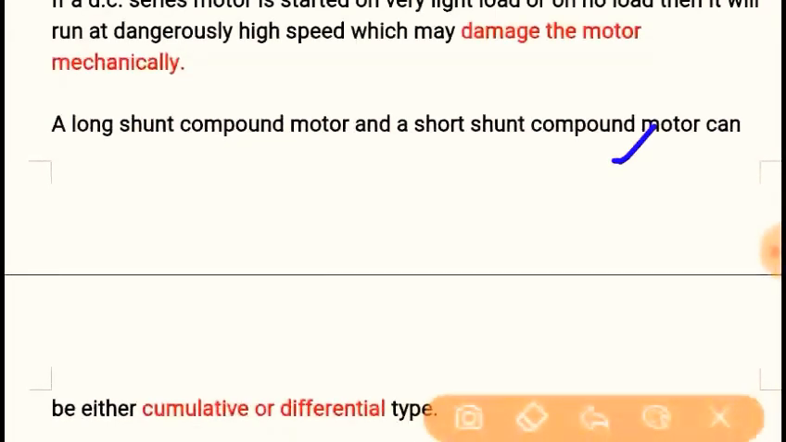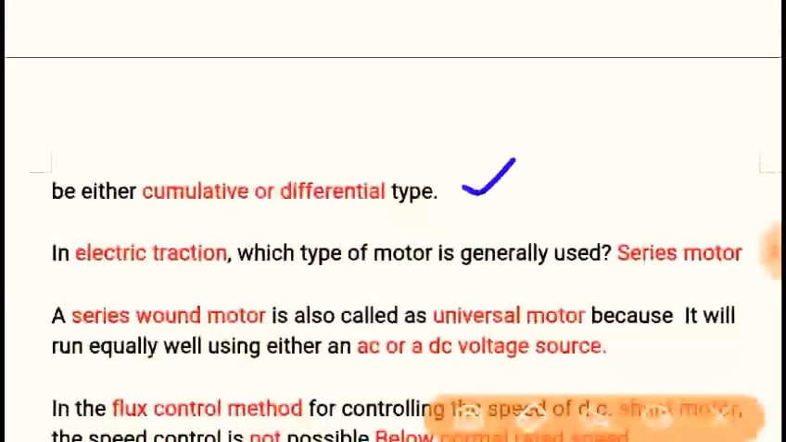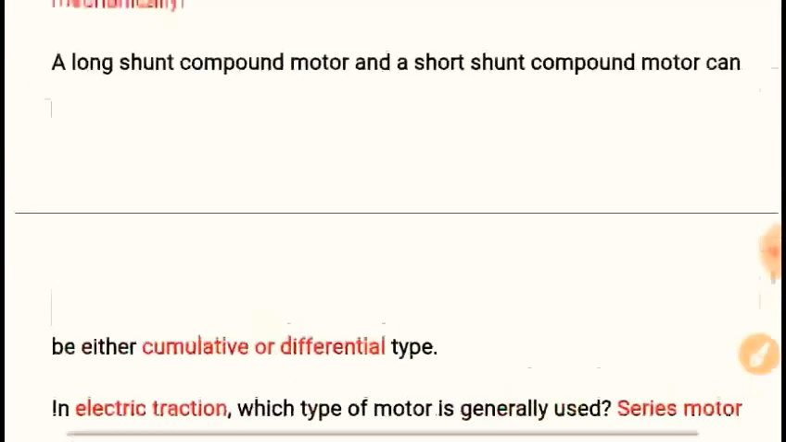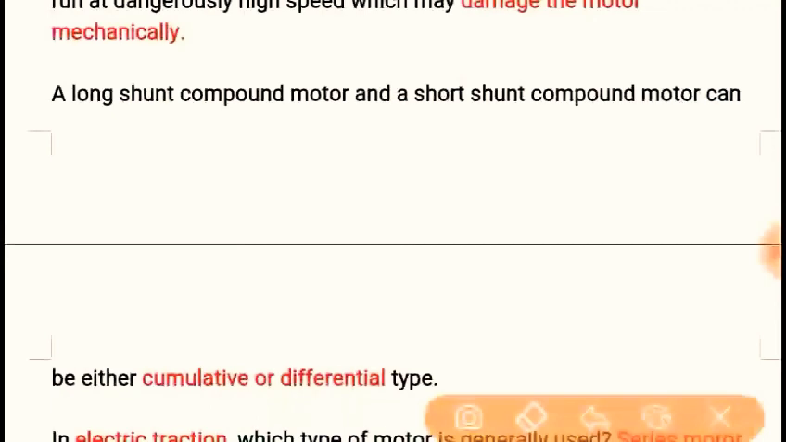A long shunt compound motor and a short shunt compound motor can be either cumulative or differential. If you see the types of DC motor, especially the long shunt and short shunt, again they can be classified into cumulative as well as differential type.